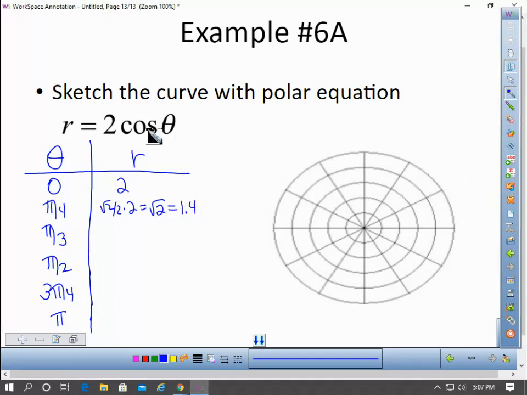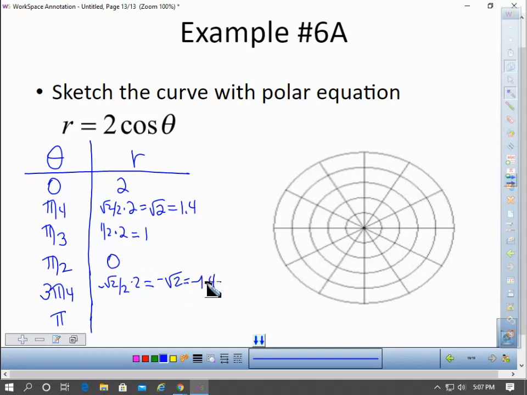Then I'm going to put pi over 3 in here. The cosine of pi over 3 is a half, and then 1/2 times 2 is going to give me 1. And then pi over 2, the cosine of pi over 2 is 0, so of course 0 times 2 is 0. 3 pi over 4, the cosine is negative radical 2 over 2. Then I'm timesing that by 2, so that's going to give me negative radical 2, which is negative 1.4. And then when I put pi in here, that's negative 1, so negative 1 times 2 is negative 2.